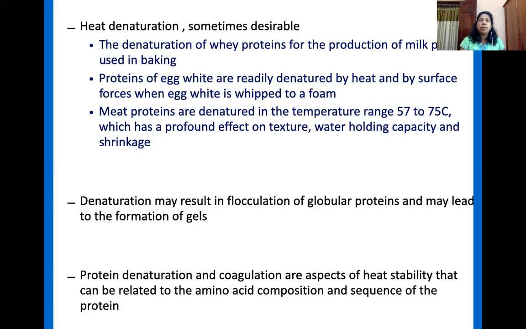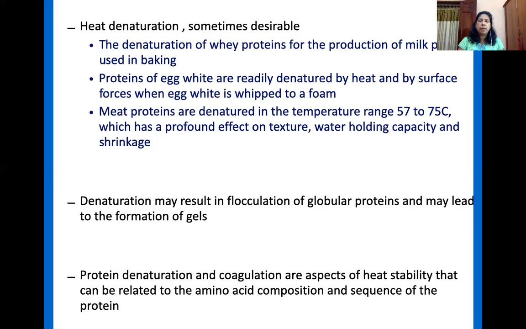Then the denaturation may result in flocculation of globular protein and the formation of gels. I have discussed this one also. I think you have to remember that we have discussed the flocculation of globular protein, and that is why gels can be formed. Right. Protein denaturation and coagulation are aspects of heat stability that can be related to the amino acid composition and sequence of the protein, right?